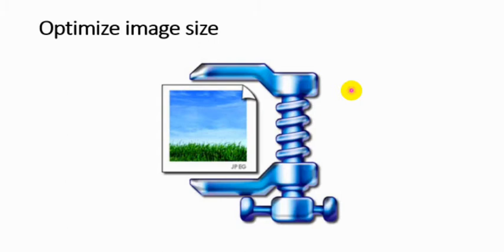Just in size. Suppose a single image is 5 megabytes or 10 megabytes. You compress or optimize it to 100 kilobytes or 200 kilobytes, without reducing the resolution much, and now you use it in the website.